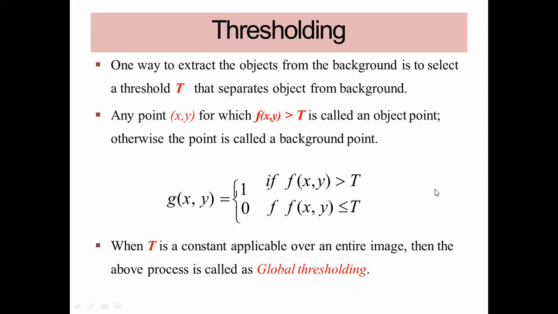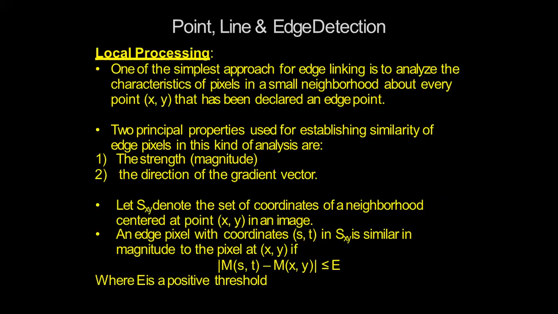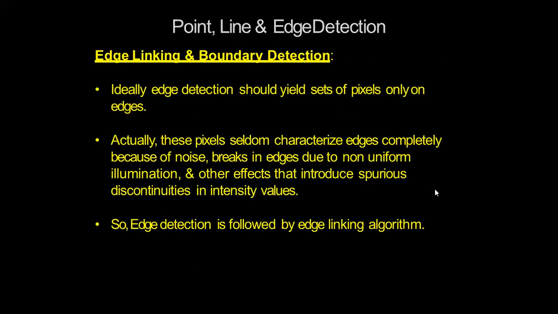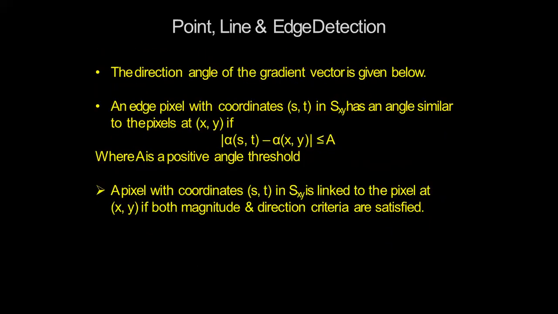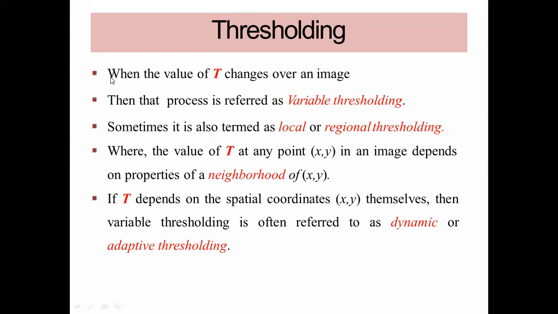So where is thresholding required? In point and edge detection. We have seen edge, line and point detection, where the threshold is used to compare with the amplitude of the pixels, where we are modifying or enhancing something. When the value of T changes over the image, the process is referred to as variable thresholding.